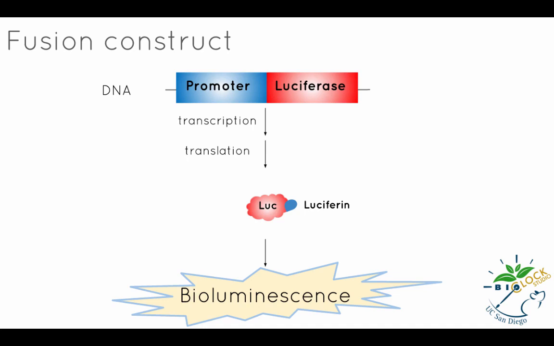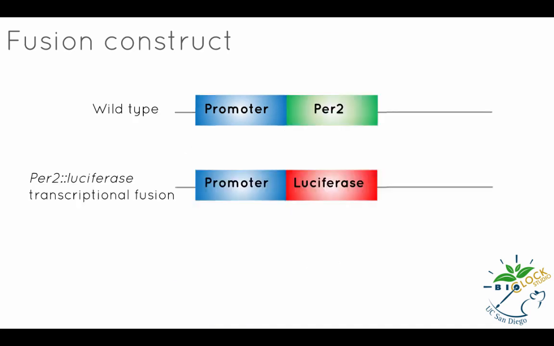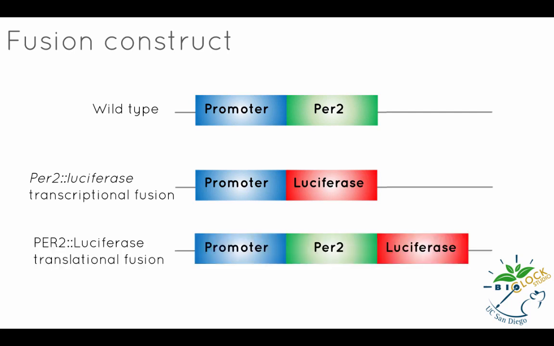In contrast, we can also make a translational fusion, where the coding sequence from the luciferase gene is fused to one end of the gene of interest, such that when the fused transcript is translated, luciferase and the protein of interest are made as parts of the same protein. A translational fusion construct can provide additional information because the level of luciferase is equal to the level of the protein of interest.